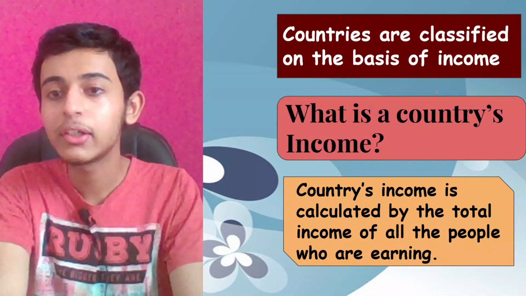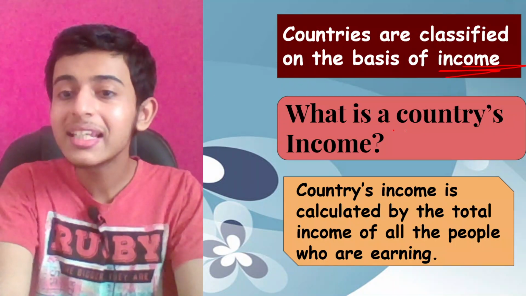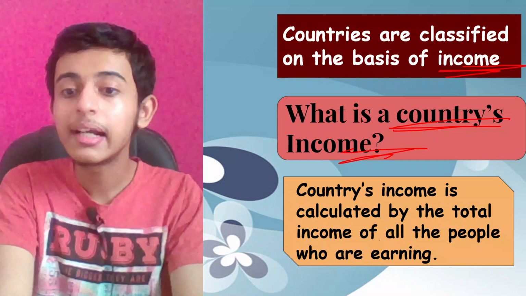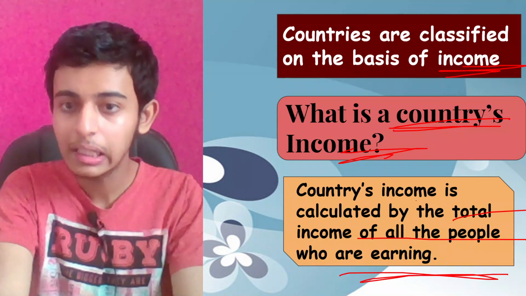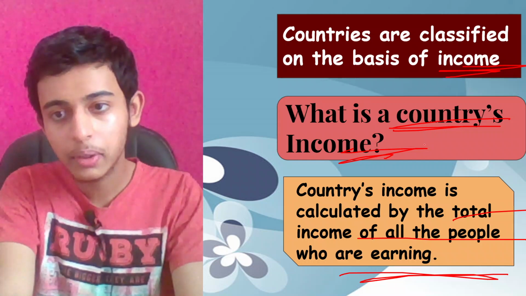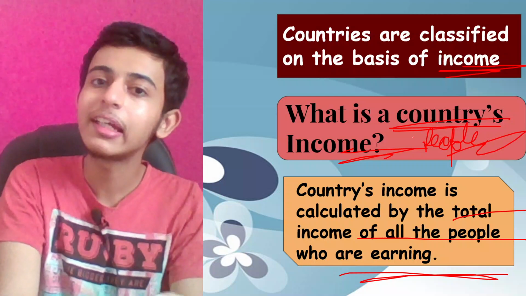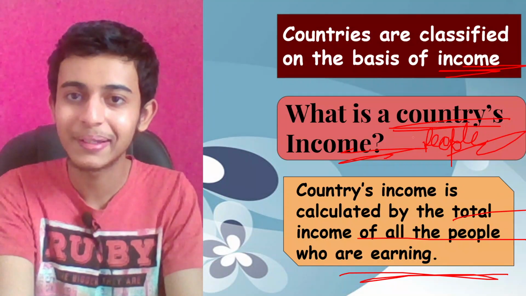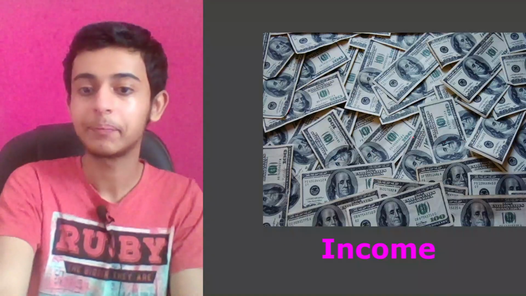Countries are classified on the basis of income, how much they are earning. But what is a country's income? Country's income is calculated by the total income of all the people who are earning. That means a country's income will be what its people are earning, isn't it? It's not like you calculate India's income on the basis of what the people of Sri Lanka are earning. No, the people of India only.